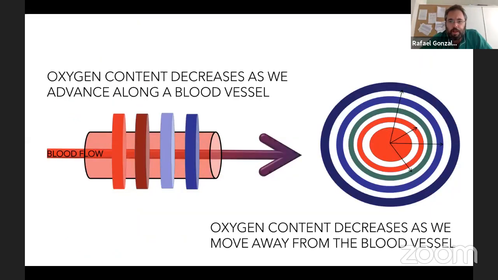Using a similar example to the one that Edgardo has used before, we have to remember that oxygen content in the blood vessels decreases as we move through them, and also in the tissues the oxygen content decreases as we move away from the center of the tissue, which is where there is a capillary or blood vessel. As we move away from this vessel, the amount of oxygen in the tissue decreases.